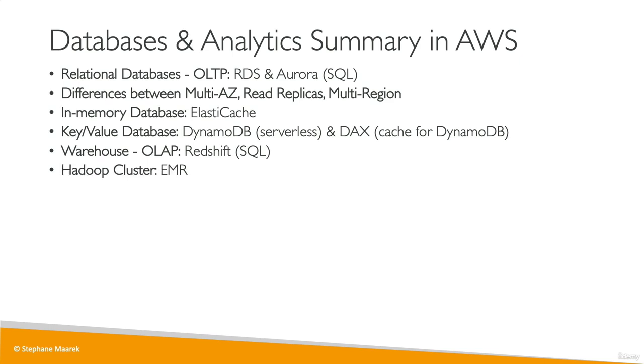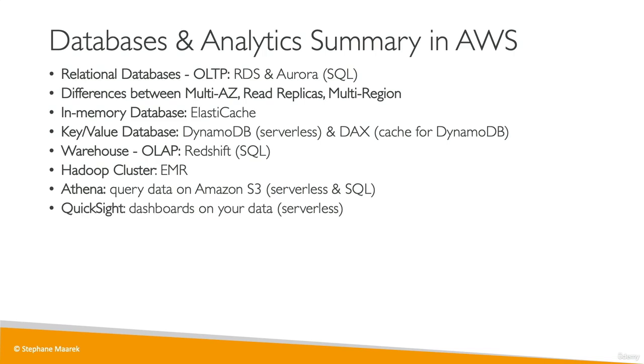If you're trying to build a Hadoop cluster to do big data analysis, use the EMR service. If you want to query data on Amazon S3 in a serverless fashion with the SQL language, then use Athena. QuickSight is a way to create dashboards, so visually interactive visuals and so on, that can be interactive as well on your data in a serverless fashion. Then you would use Amazon QuickSight, also used for business intelligence.